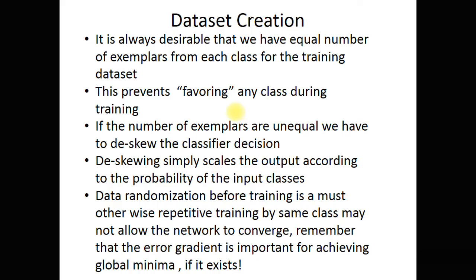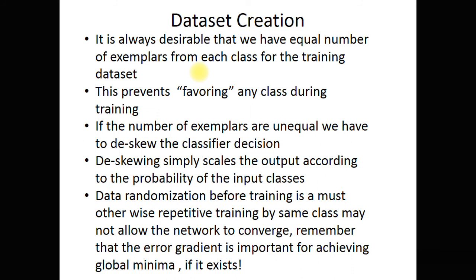Now an important thing is dataset creation. It is always desirable that we have an equal number of exemplars from each class for the training dataset. Equal numbers of exemplars mean that the network will be trained equally for all the classes, so there is no favoring of any class during training. If the number of exemplars is unequal, we have to deskew the classifier decision.